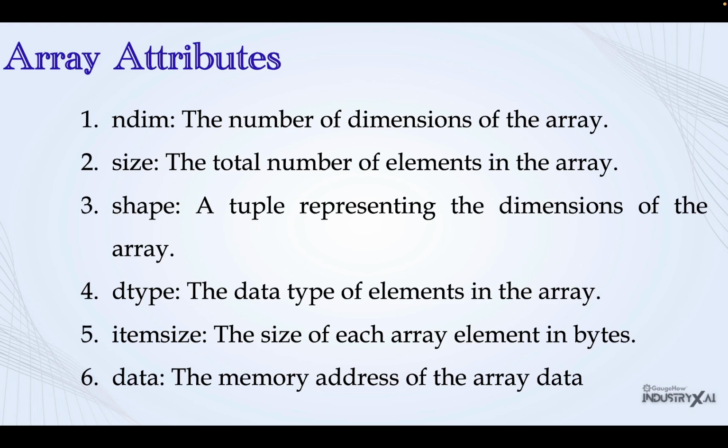If we want to check the data type of the elements in the array, we may use the dtype. The itemsize attribute provides the size of each array element in bytes, and the data attribute provides the memory address of the array data. So let's take a quick look at these attributes with an example.